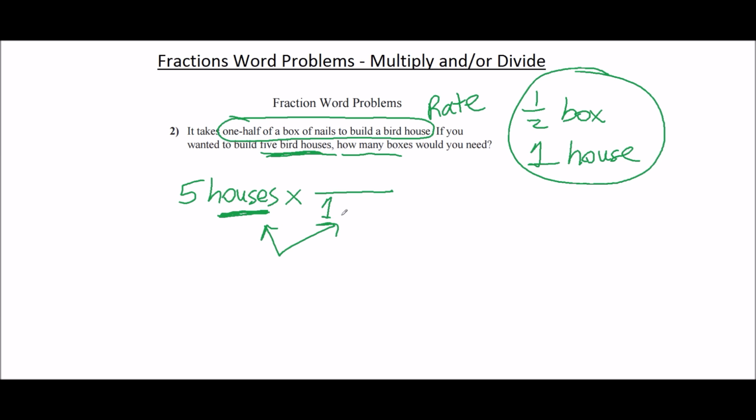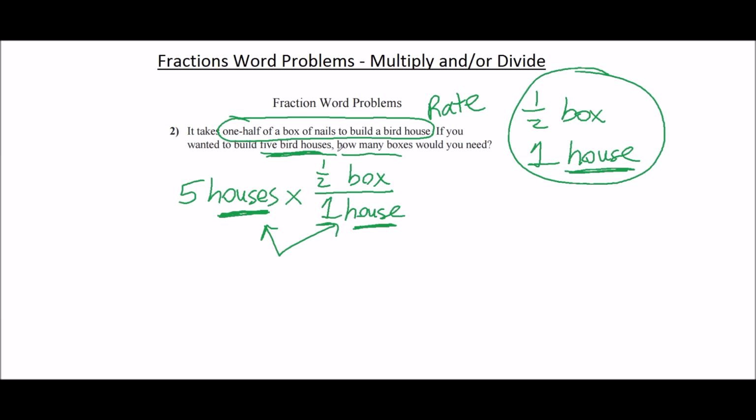So that means for my rate, my 1 house, I have to put the 1 house on the bottom to match the 5 houses that I have for my whole number. Okay, so then that means that the 1/2 box has to go on top. This does look kind of weird because we've got a fraction, and in that fraction we have another fraction. This whole thing is a fraction, and then there's a fraction on the top of the fraction, but that's okay, don't worry too much about that. So that's your setup. If you can get there, then you're doing good.